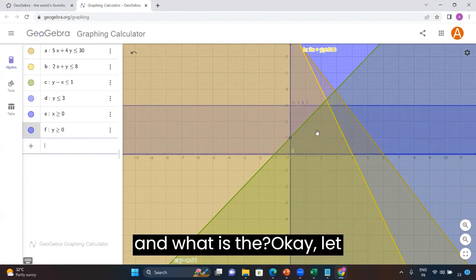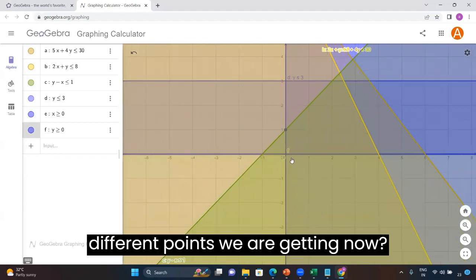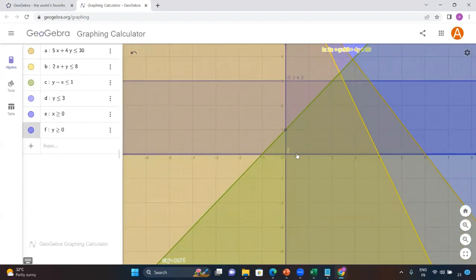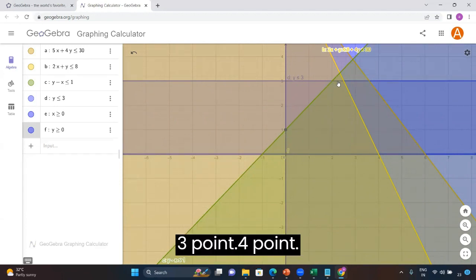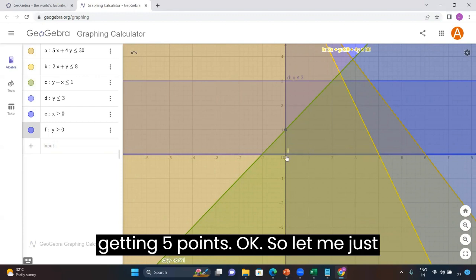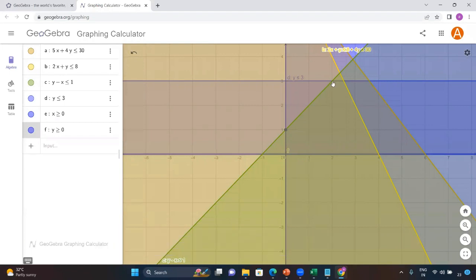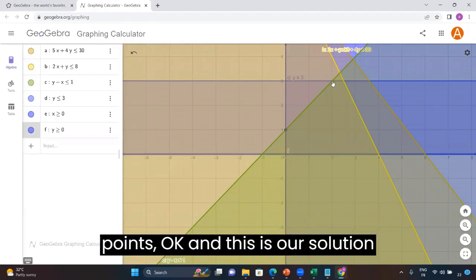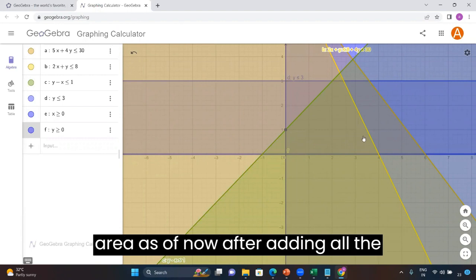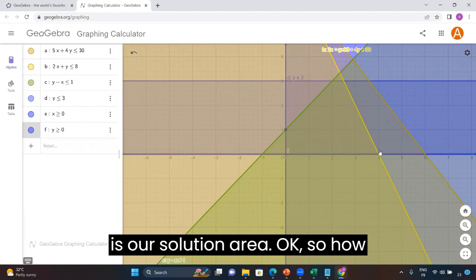Let me just zoom in. So how many different points are we getting now? 1 point, 2 points, 3, 4, 5 points. So as of now, we are getting 5 points. Let me just recount it once again. This is the first point, second point. We are just going to take the intersection points. And this is our solution area as of now after adding all the constraints.